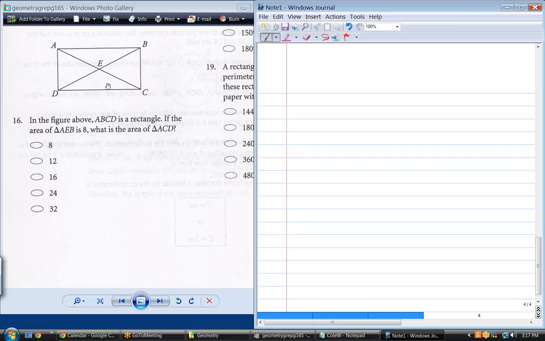But think for a moment. We know that AEB is the same as this area. Question is AEB half of this triangle right here? And the answer is yes, it is. So the area of this bigger triangle would be double 8, or 16.